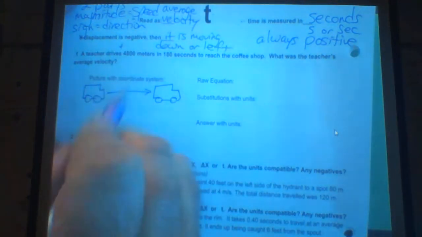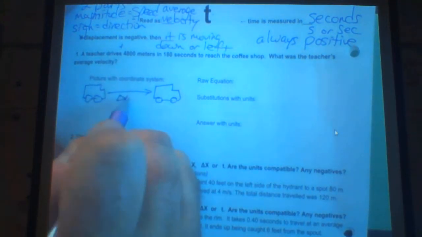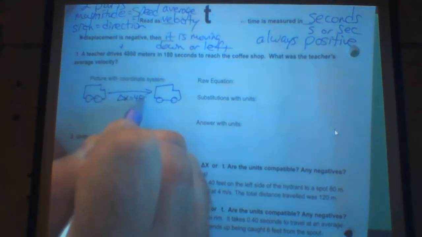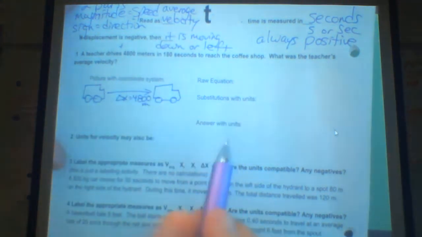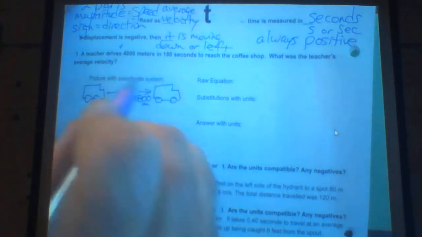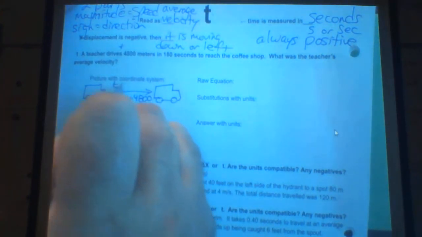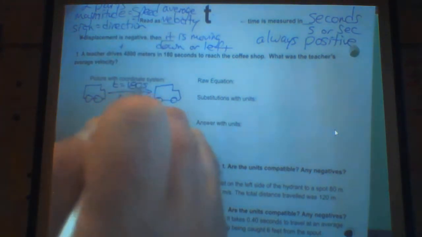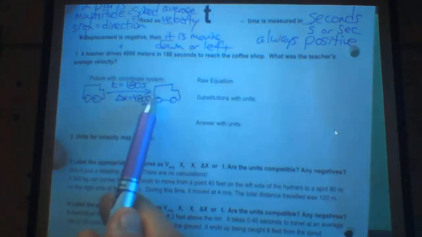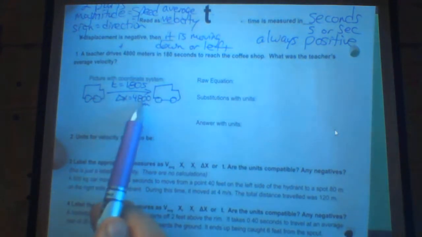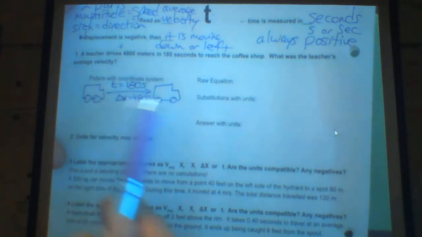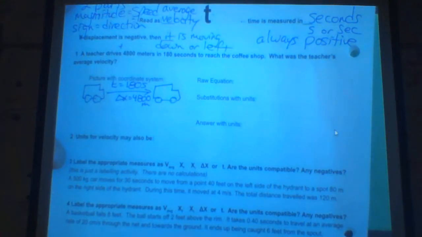The distance, the displacement, is 4,800 meters. And the time for this to happen is 180 seconds. So this motion arrow symbolizes a movement of 4,800 meters over a period of 180 seconds. That is what we know.